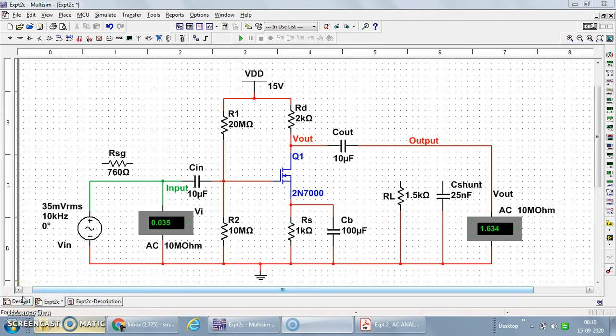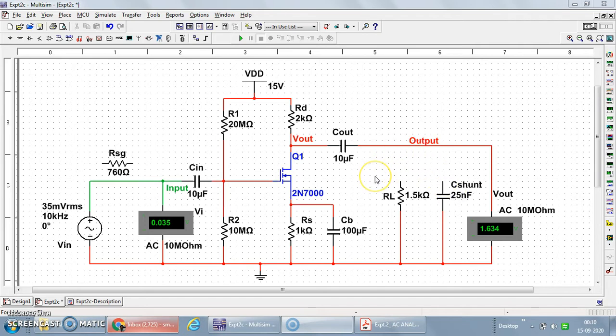Hello friends, in this experiment we'll identify the values of overall input resistance of this amplifier. We can also call it the input impedance, output impedance of the amplifier, and how the externally connected shunt capacitor affects the higher cutoff frequency in the frequency response of an amplifier.